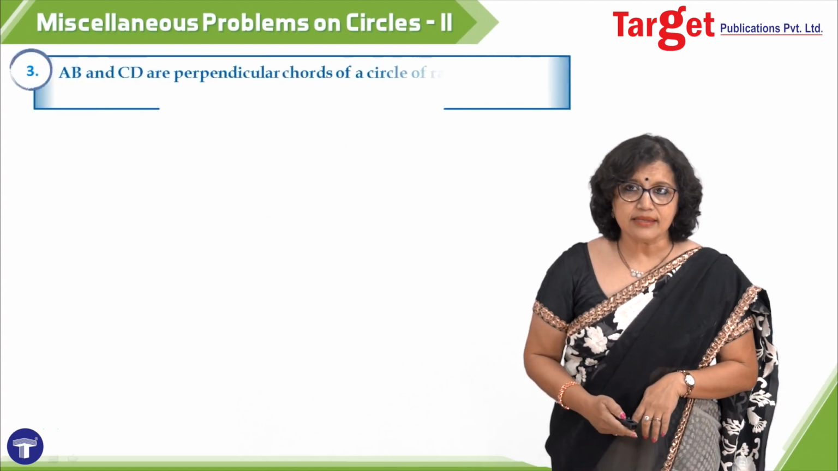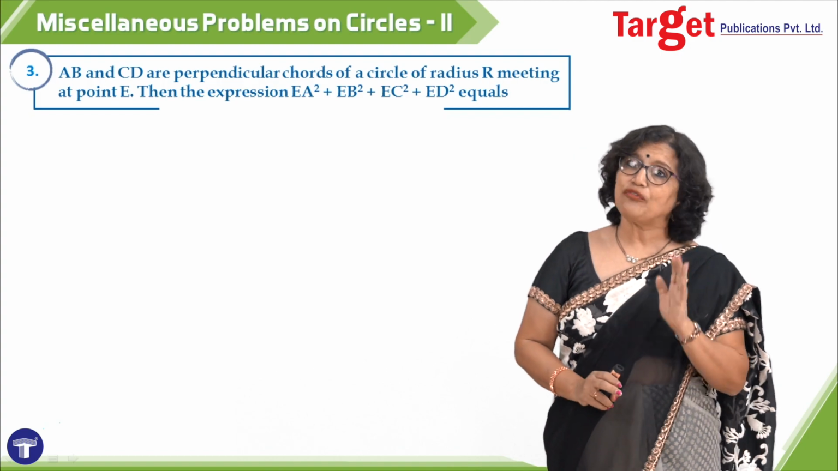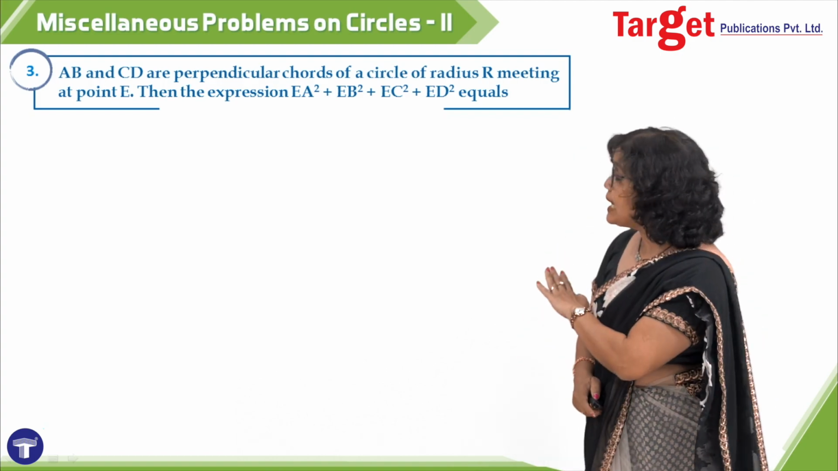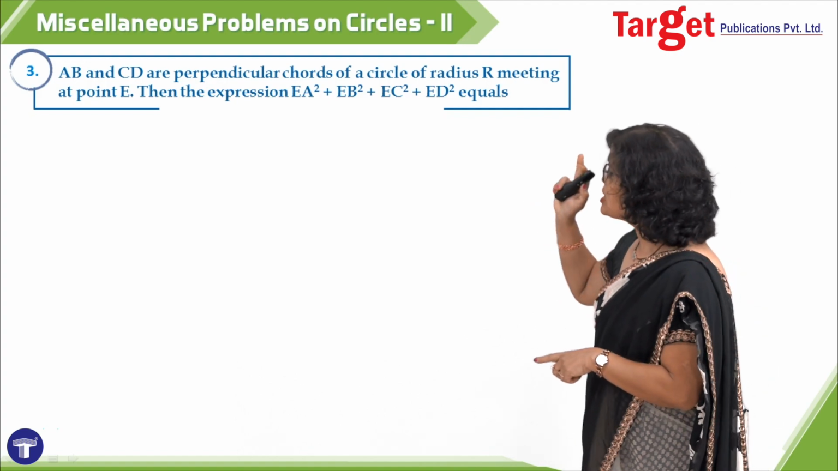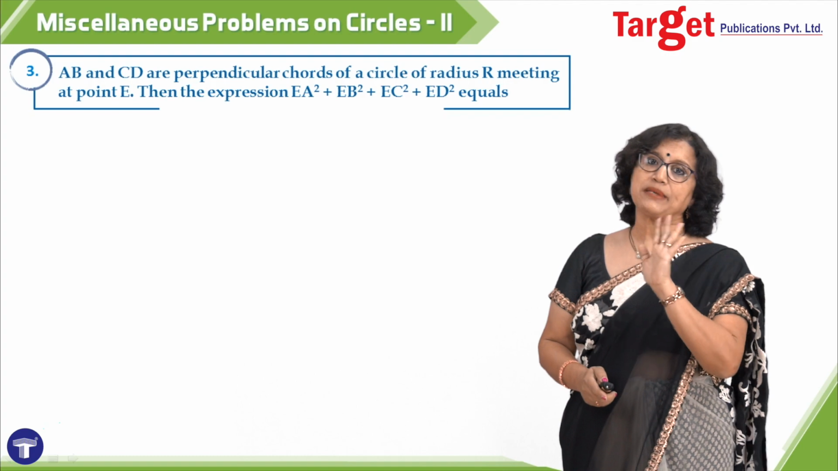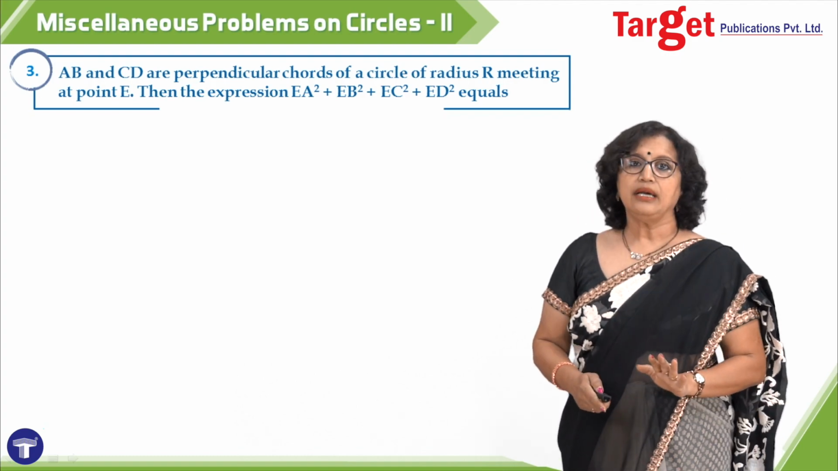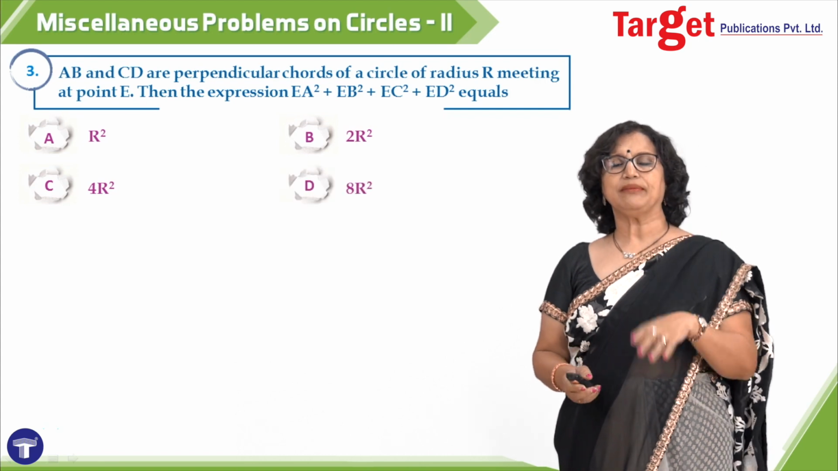And the next one is that AB and CD are perpendicular chords of a circle of radius R meeting at point E, and we are asked to find an expression's value. What is that expression? EA square plus EB square plus EC square plus ED square equals, and then as usual some 4 options are given. We have to pick up the right one.